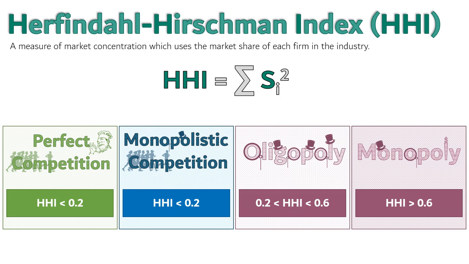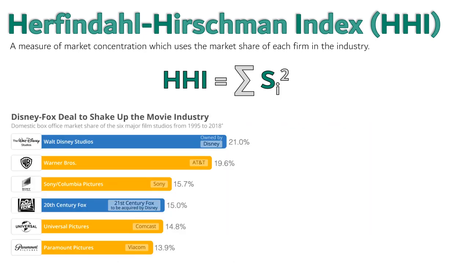But what about five? When Disney bought Fox, they took over its whole operation, absorbing its 15% market share into its own, meaning that Disney's market share jumped from 21% to 36%. We can use these updated numbers to calculate the new HHI. We need to gather each market share, square it, and then add them together. Now we get an HHI of 0.23389, which we would classify as an oligopoly because it's above 0.2, but still less than 0.6.